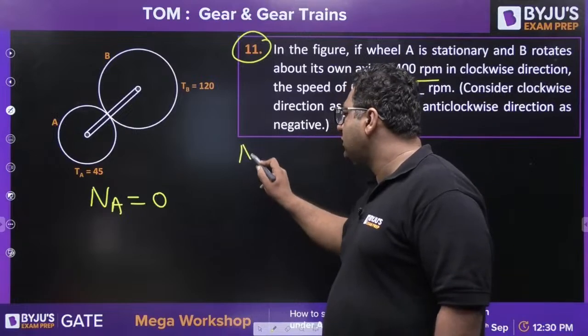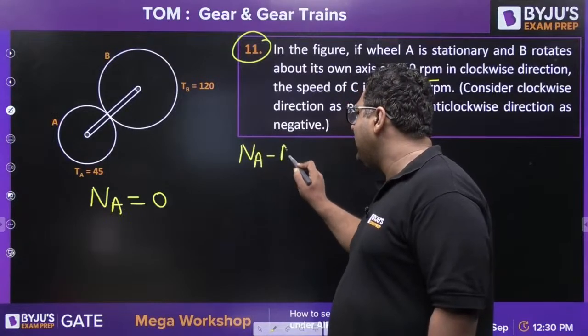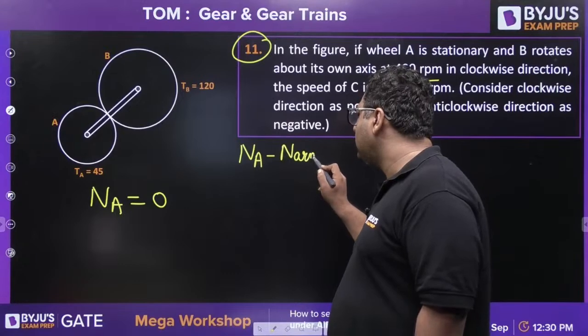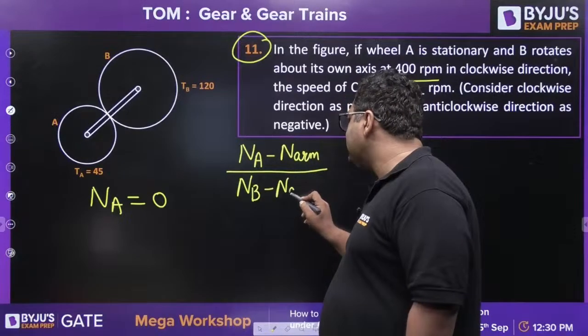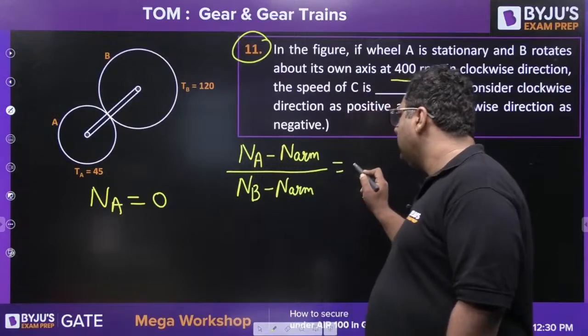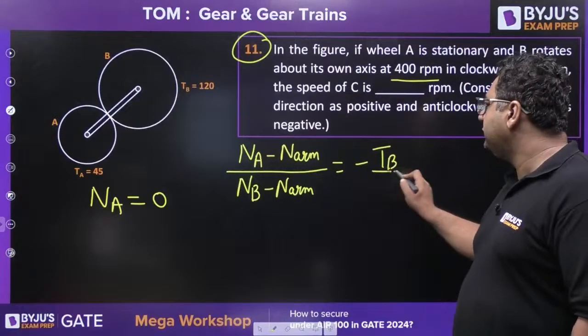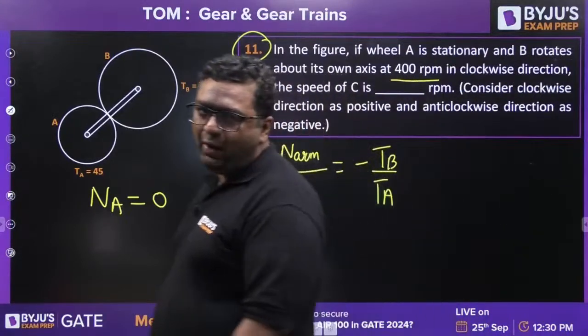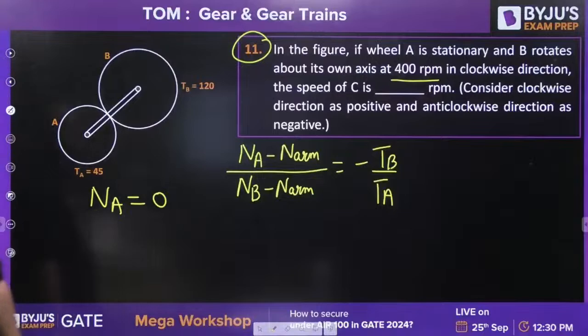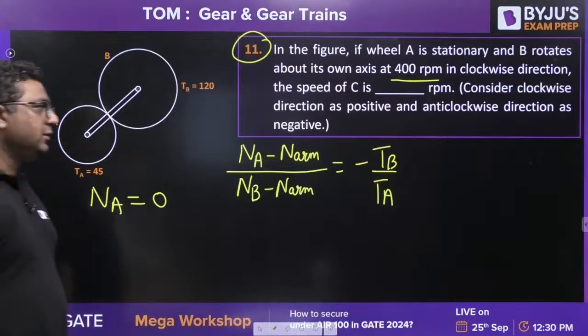So you will write NA minus NR by NB minus NR equals minus TB by TA. Algebraic method is the best tool you have. So you can apply this.